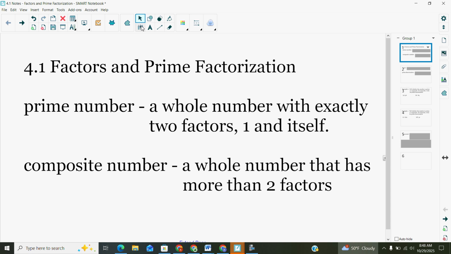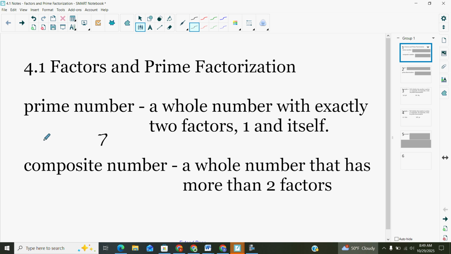Let's work through some numbers here. So an example of a prime number would be 7. The only whole numbers that multiply to 7 are 7 times 1. 7 times 1 is 7. And there's no other factors of whole numbers that multiply to 7. Remember, whole numbers have to be positive or 0. When we're talking about factors, we're just talking about whole numbers that multiply to 7.